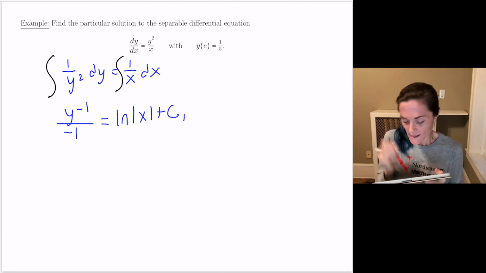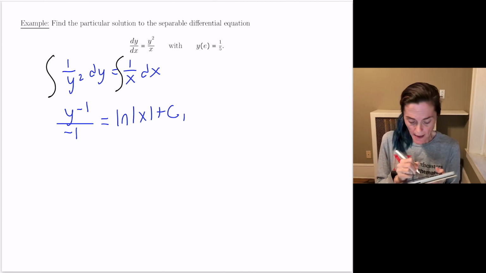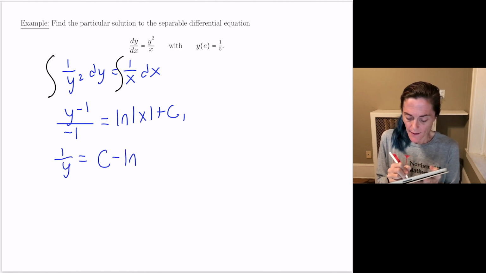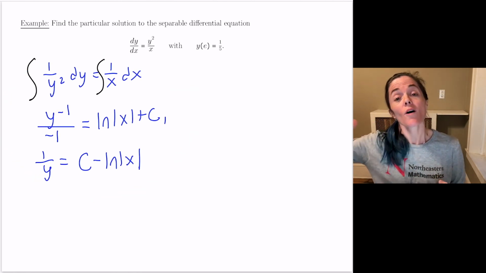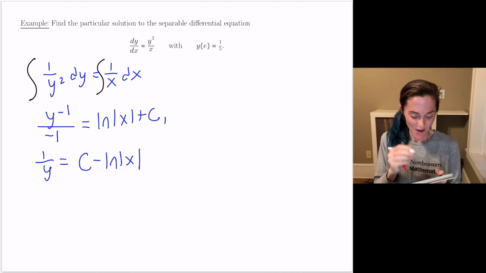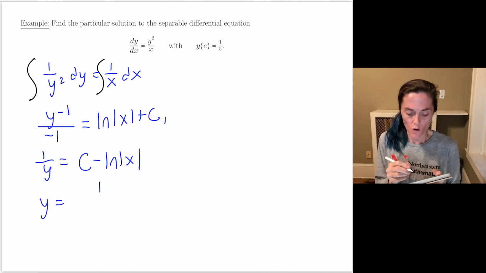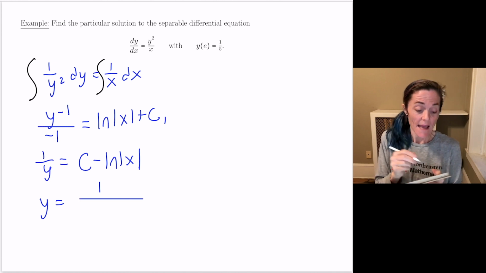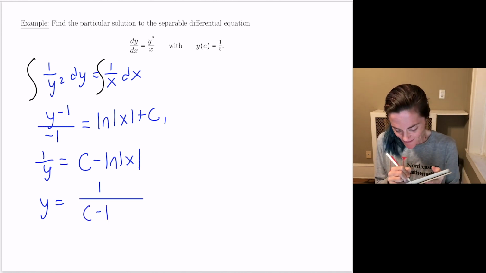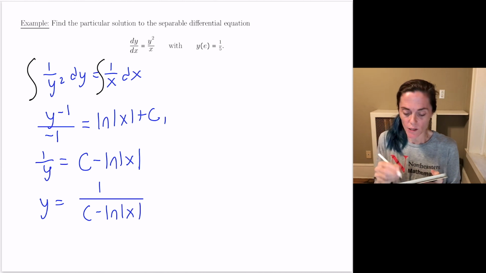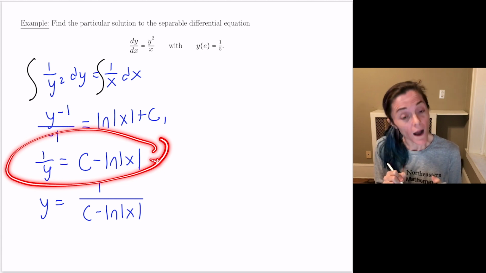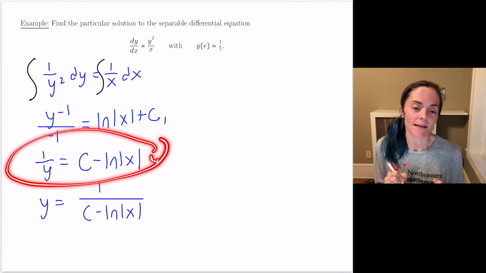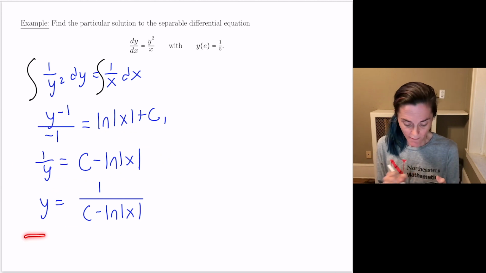Now, okay, I'll call it C1 again. Multiply through by a minus sign. We get that 1 over y is c minus ln absolute value of x. How do I solve for y? Well, if 1 over y is this, y itself would be 1 over. Or if you don't trust yourself to do that, what you can do is just multiply both sides of this equation by y and then divide by c minus ln absolute value of x, and you will arrive at this.